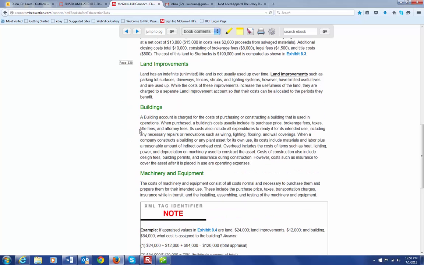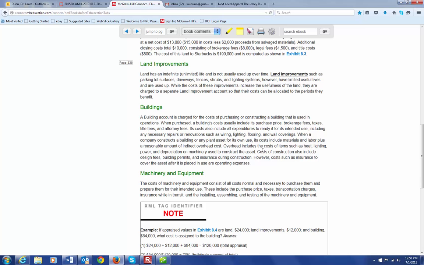Building. Building is charged for the cost of purchasing or constructing the building. It explains here all the things that might be included in the building cost, like the brokerage fees and taxes and title fees. It also includes all of those expenditures to get it ready for its intended use. Again, it explains here what some of those costs might be.